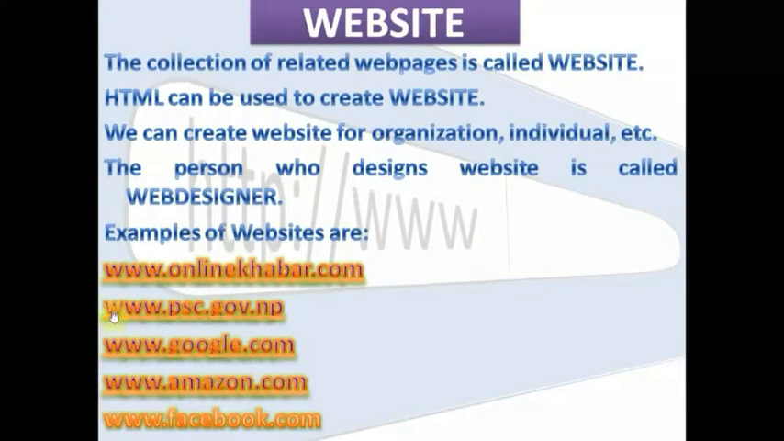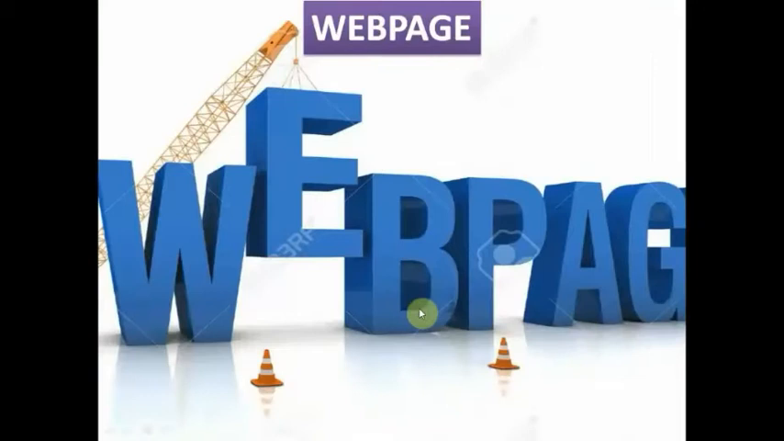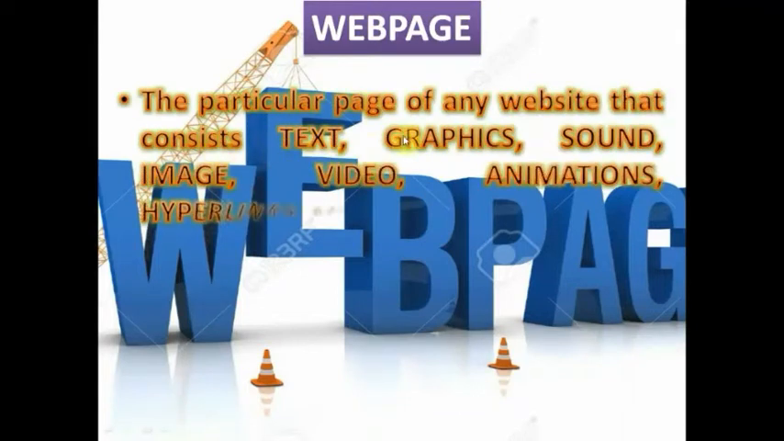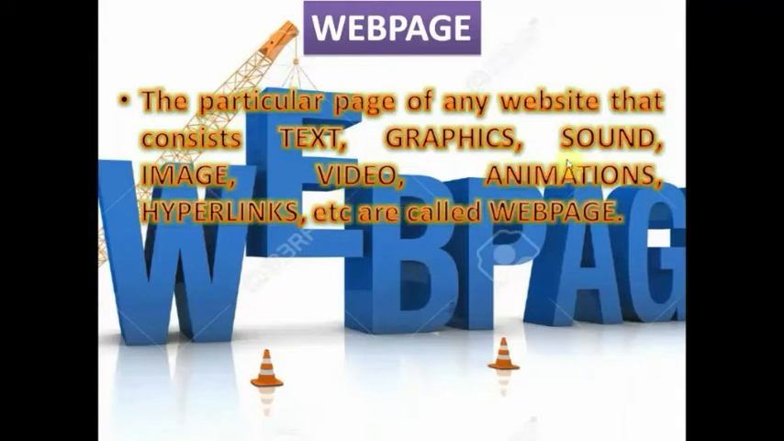Now next topic is web page. Now we are going to discuss about web page. What is web page? The particular page of any website that consists text, graphic, sound, image, video, animation, hyperlinks, etc. is called web page. Web page means the particular page of any website, because the web page can contain text also, graphics also, sound, image, video, animation, hyperlinks, etc. So remember, web page means the particular page of any website.